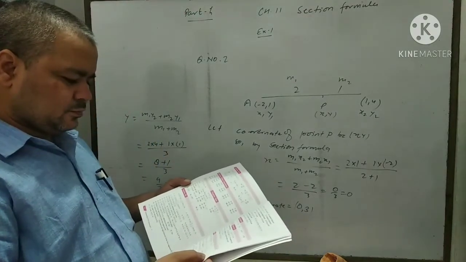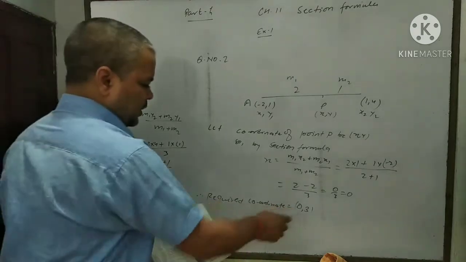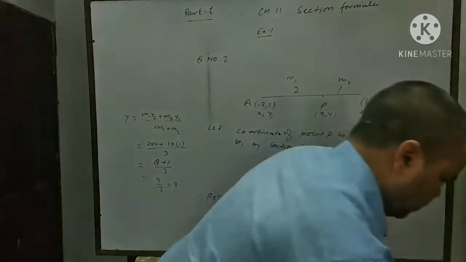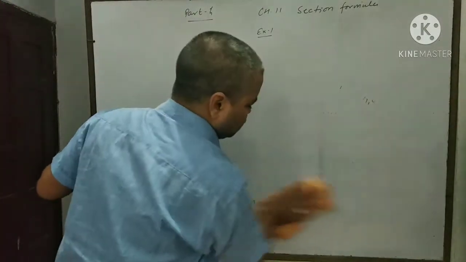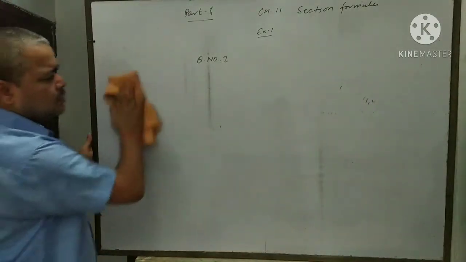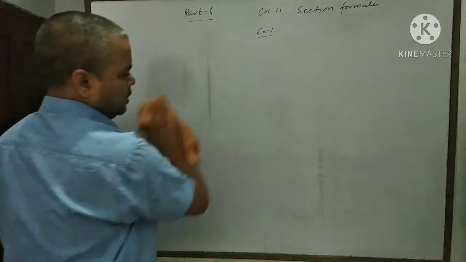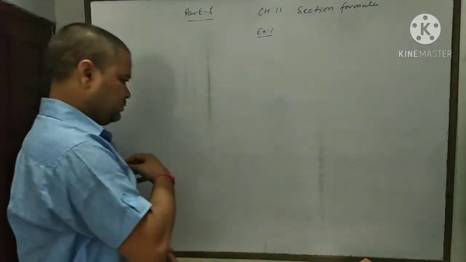Question number 2, that is (0, 3). Right. Okay. In this way, we can solve this type of question. Some questions are given in the example also. You try to solve them. This is called the section formula.